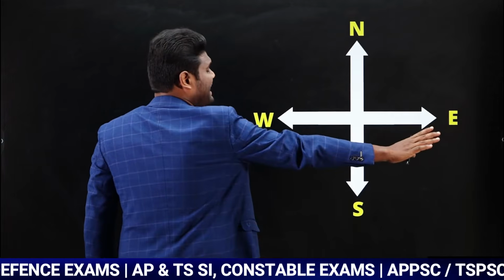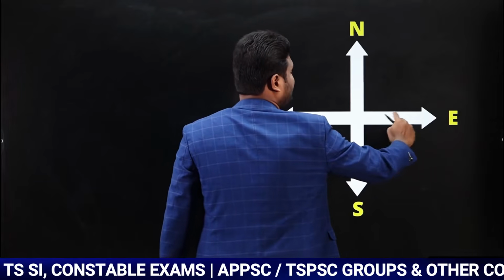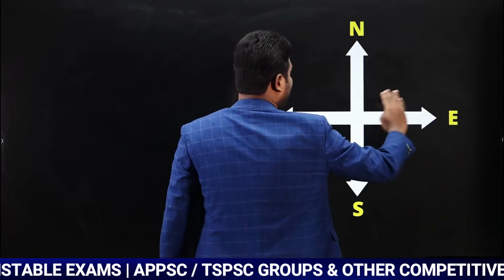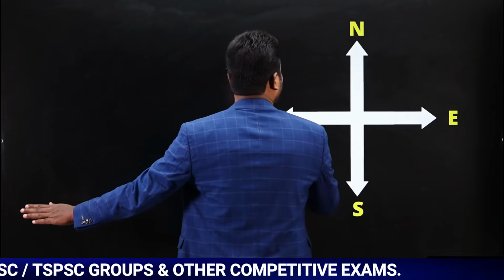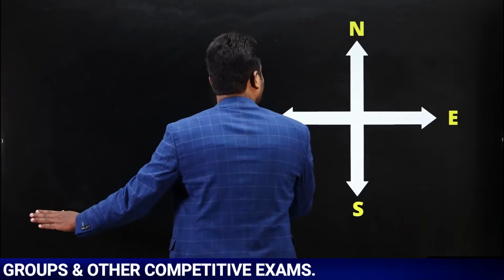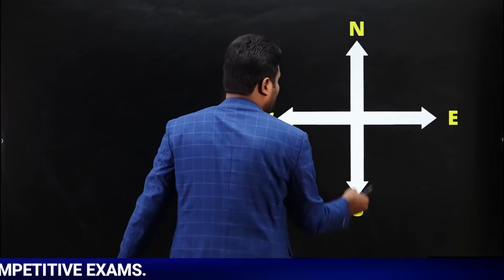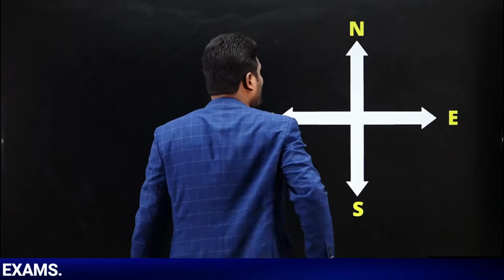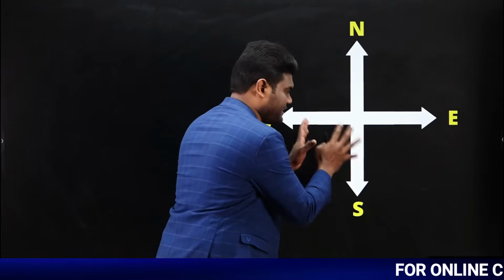And direction on my right hand side, if you observe here, that is nothing but east direction. Yes or no? My right hand side is east. And if you observe my left hand side direction, it is nothing but west direction. And if you observe here, this is towards back or towards down, whatever it may be. Towards my back, this is going to be south direction. Okay, this is your reference.